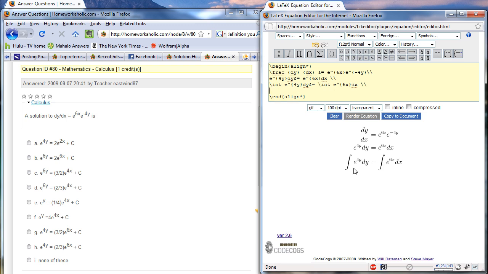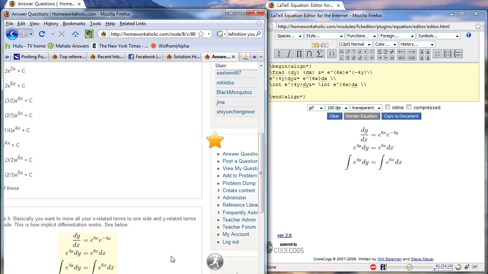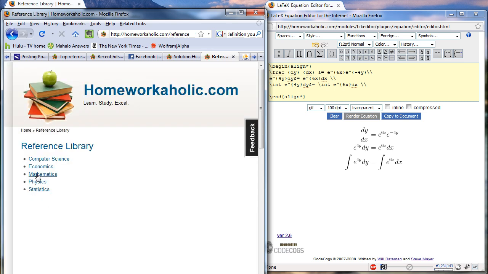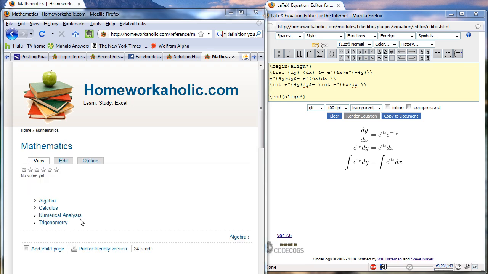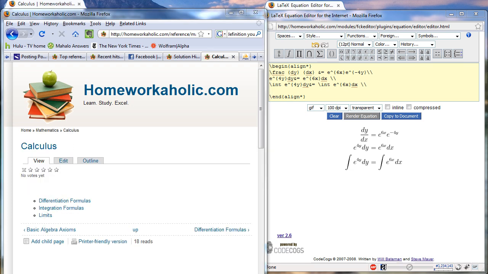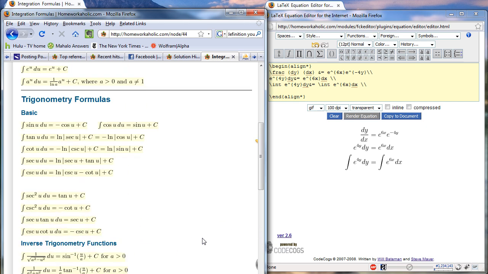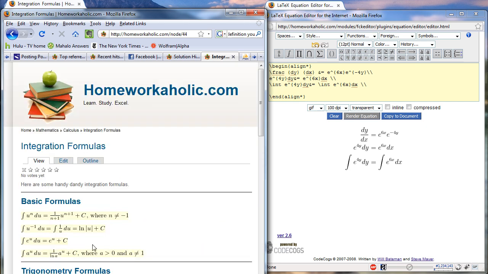Okay, so all I've really done here is add the integral sign. And if you need some refreshers on how integrating works, you can go through our reference library. Here. Click on Mathematics. Click on Calculus. And then click on Integration Formulas. And there you go. We've got a list of integration formulas, including some that you probably wouldn't even need. So here what we only need is this third formula over here, so in case you need it.